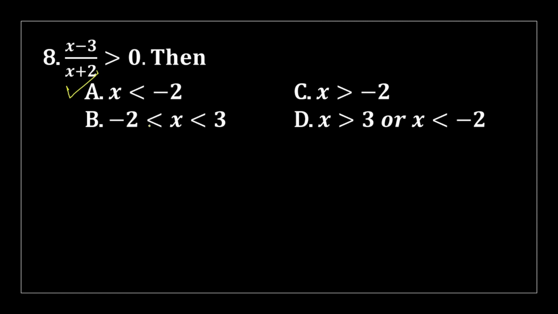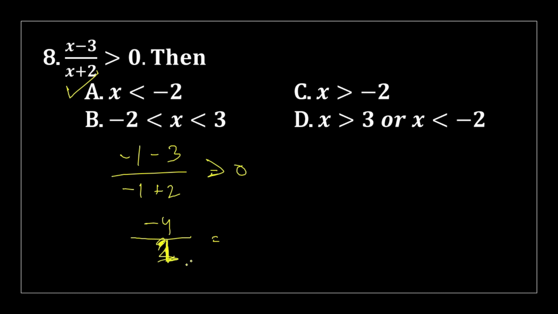Now, x is greater than negative 2. So let's try a number greater than negative 2. Negative 1. So negative 1 minus 3 over negative 1 plus 2 should be greater than 0. Negative 1 minus 3 is negative 4 over 2. Negative 4 divided by 1, sorry, I'm sorry. Negative 4 divided by 1 is negative 4. Negative 4 is not greater than 0. So letter B is wrong.